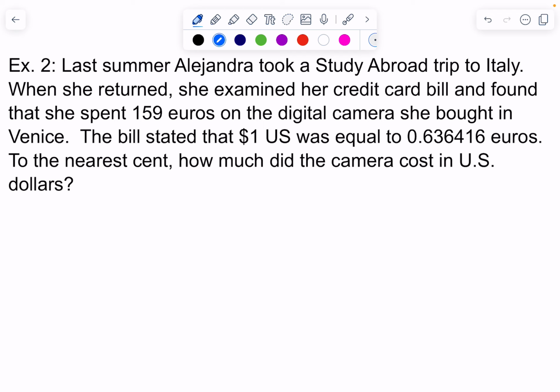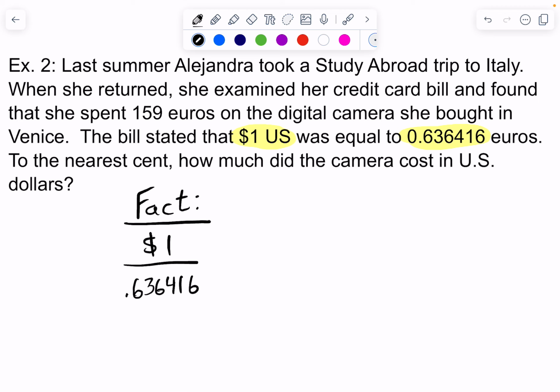Okay, before you stress out here, think about the fact that they gave you. The fact that they gave you here is that $1 is equal to 0.636416 euros. They're always going to give you a fact. And now, to solve, they're always going to give you one of the values, either dollars or euros, and then you're going to be looking for the other one.